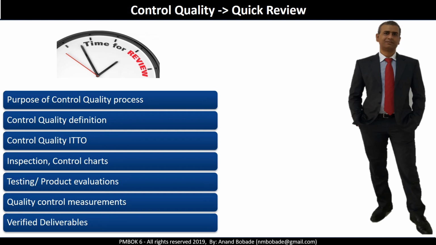Don't get confused between verified deliverables and accepted deliverables. Verified deliverables are the output of the control quality process, and accepted deliverables are the business acceptance of deliverables done in the validate scope process under the scope management knowledge area. Always, a deliverable goes through the control quality process before it is passed down to the validate scope process. I hope now you have a solid understanding of quality management concepts and the entire quality management processes.